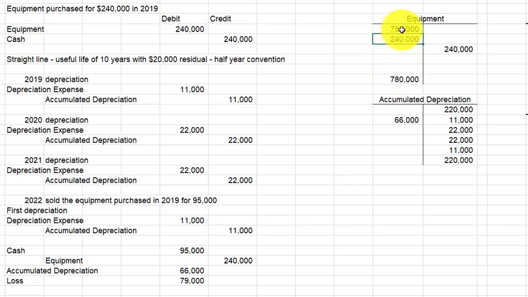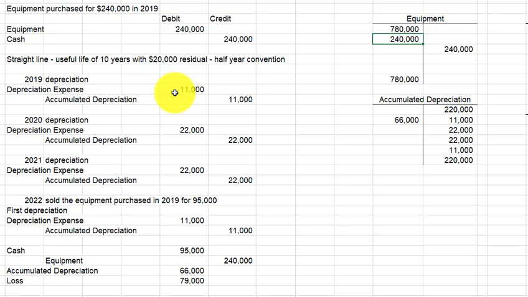Okay, so this equipment T account and accumulated depreciation had some left over from the previous year, other equipment that we're not focused on right now. We're just worried about accounting for this particular piece of equipment. So for 2019, because we bought it sometime in 2019, and its useful life is 10 years and has $20,000 residual, we calculate depreciation for a half year for 2019. We don't care what month it was purchased. We're just going to assume this is the half year convention.